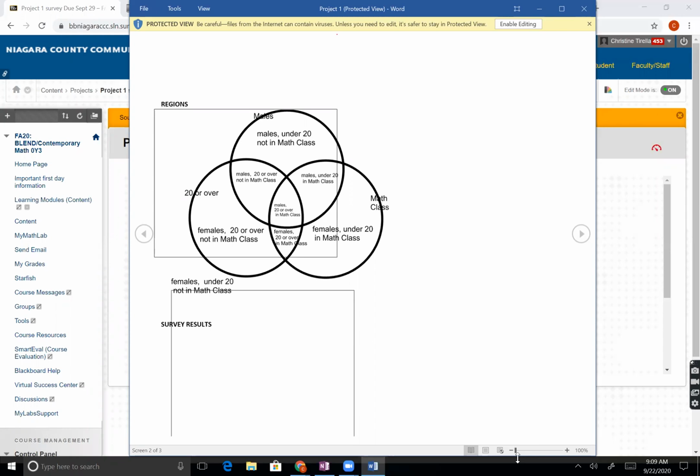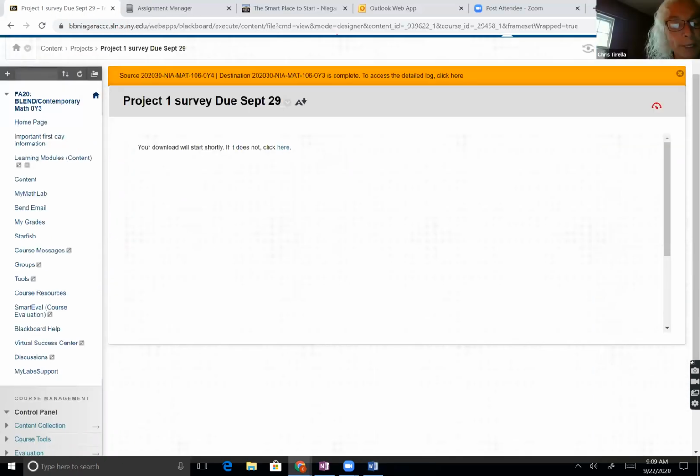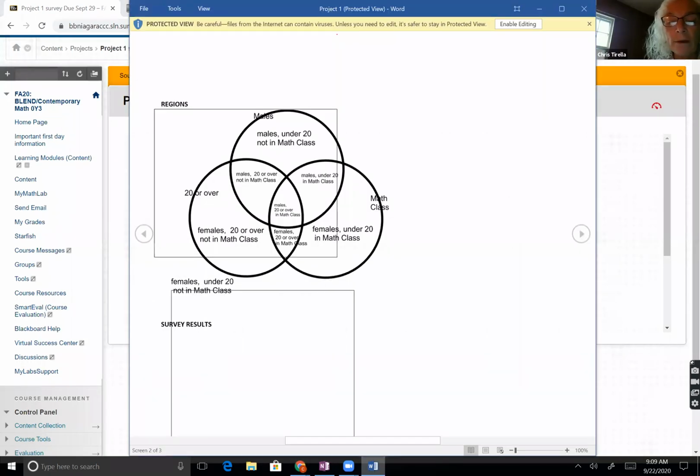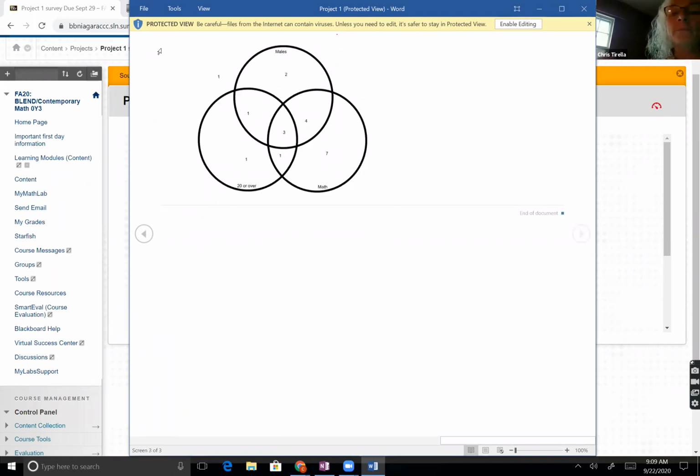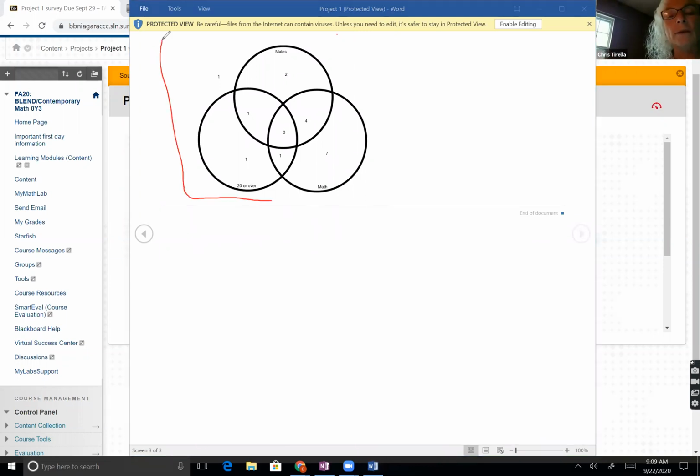Mm-hmm. Then in the second Venn diagram, where'd that go? I lost it. In the second Venn diagram, what we put in is your actual survey results. I had no idea where that went. Here it is, second Venn diagram. I don't know why those broke up when I opened it, I'm sorry. In the second Venn diagram, I would just label each region with a cardinality.